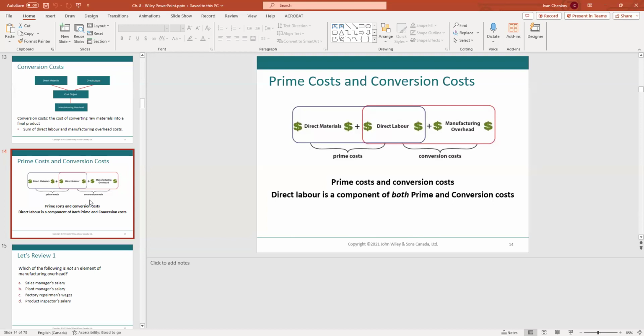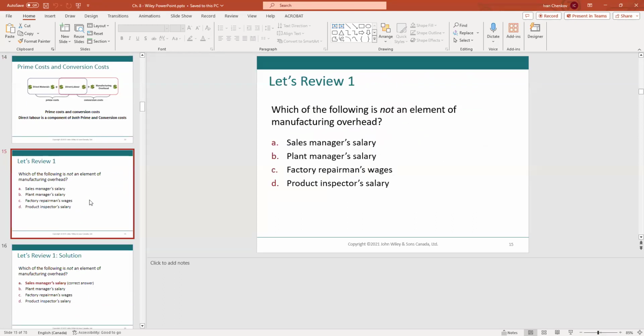So as you can see, direct labor is in both formulas, and that creates a lot of opportunity for testing. When you have the total cost, the prime cost, and the conversion cost, how much is direct labor? There's a lot of opportunity here for testing, just to give you an idea.